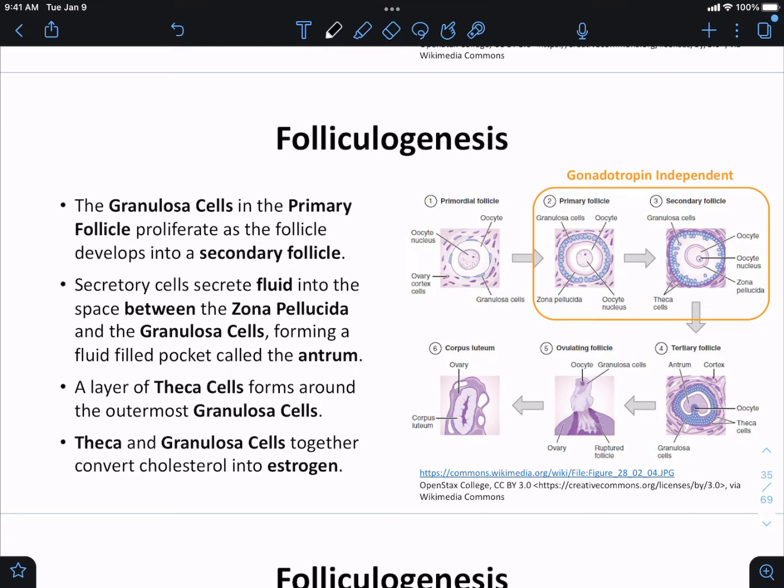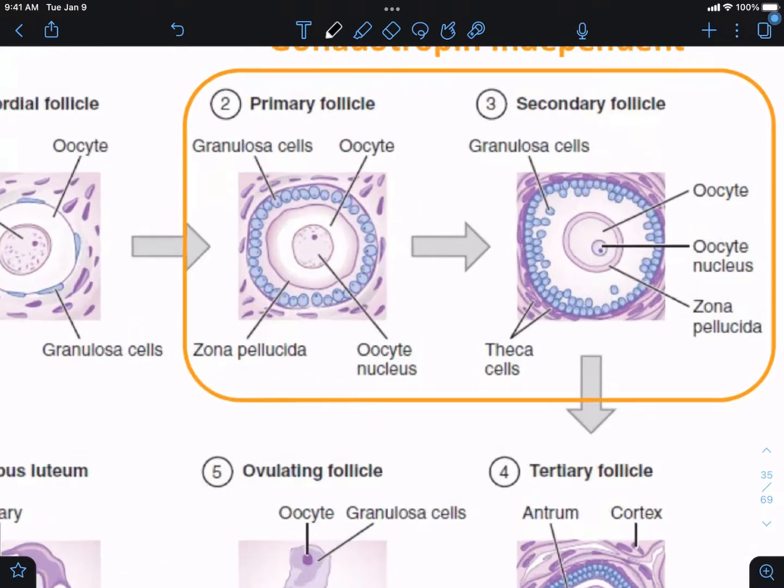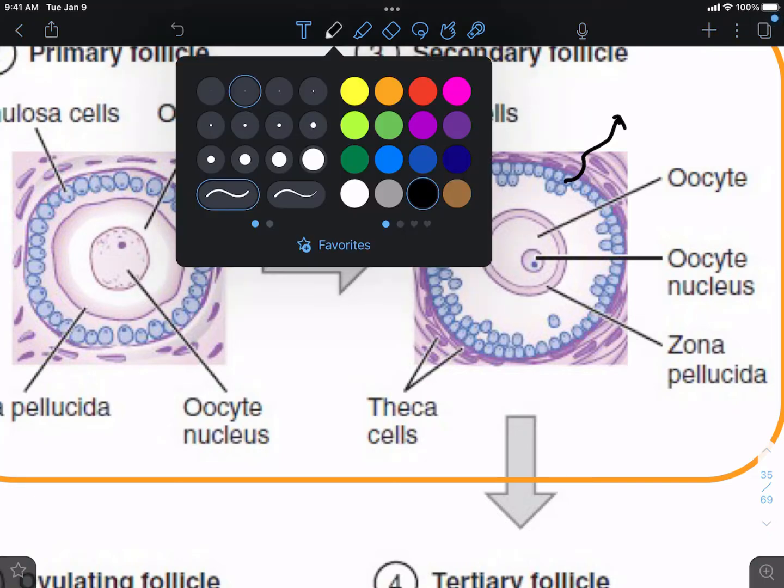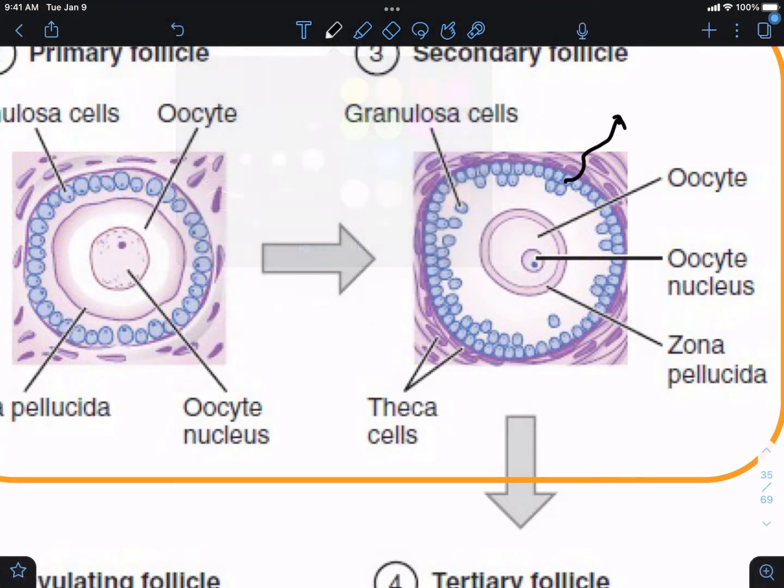Now, importantly at this stage, the follicular cells, these little guys here, they're going to start secreting estrogen. Not a lot right now. Fairly low levels of estrogen at the moment.